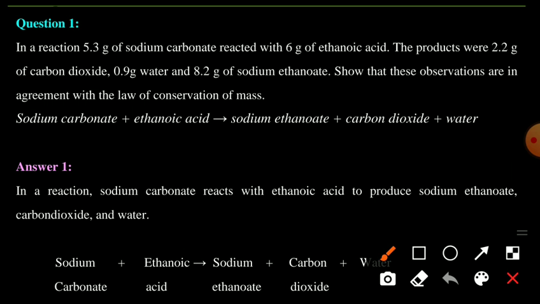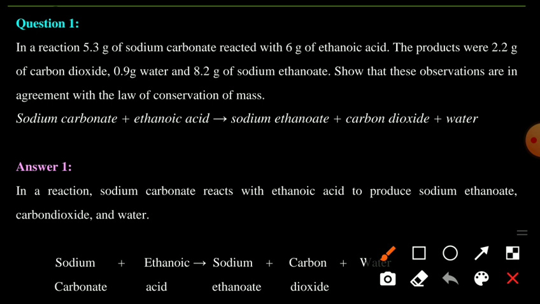Here the word equation we can write: sodium carbonate plus ethanoic acid gives sodium ethanoate plus carbon dioxide plus water. This is the word equation. All that we have to do in this problem is to calculate the mass of reactant and product separately and then compare the two. If the two masses are equal, then the law of conservation of mass gets verified.